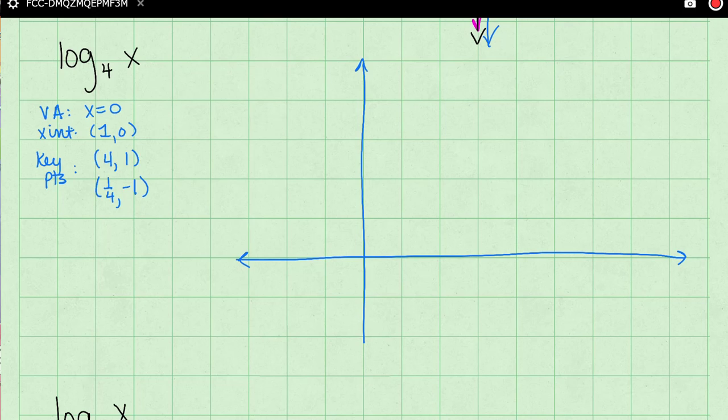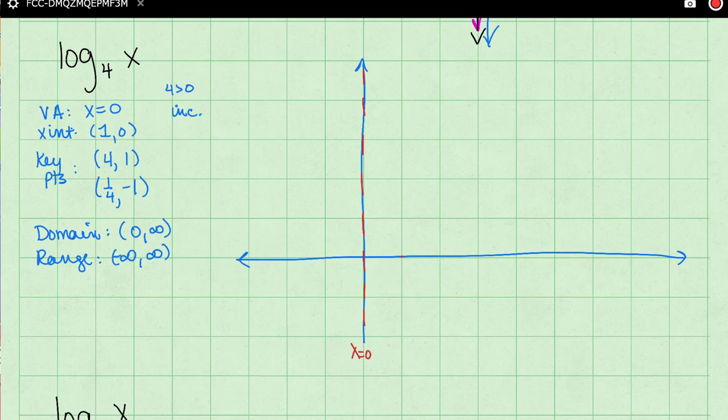And we'll go ahead and say the domain, which is always 0 to infinity, and a range from negative infinity to positive infinity. And since 4 is greater than 1, I know it's going to be increasing. So let's plot. So we've got x equals 0 is our vertical, not horizontal, vertical asymptote.